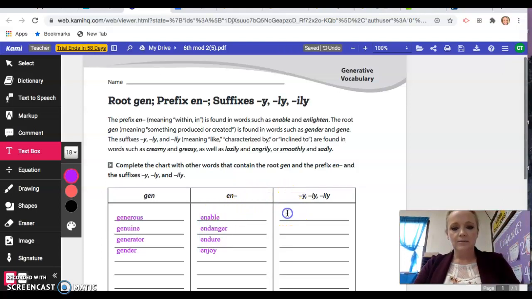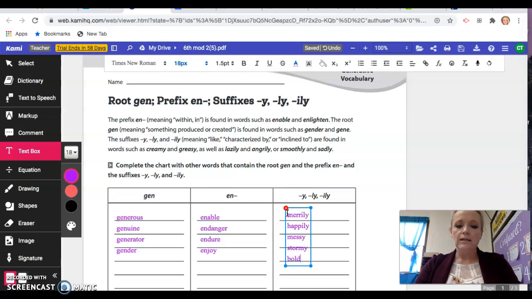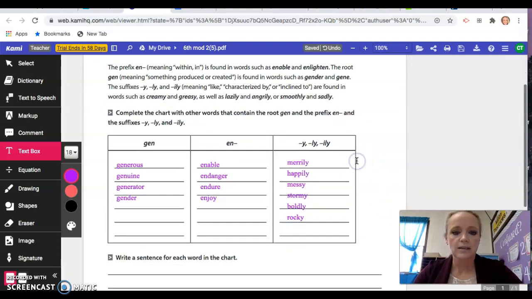We might have had others, but I can't think of them right now. And then for your Y, LY, and ILY, we sing merrily, we do something happily, messy, again, stormy, boldly go where no man has gone before. The terrain might be rocky. So those are just some examples.